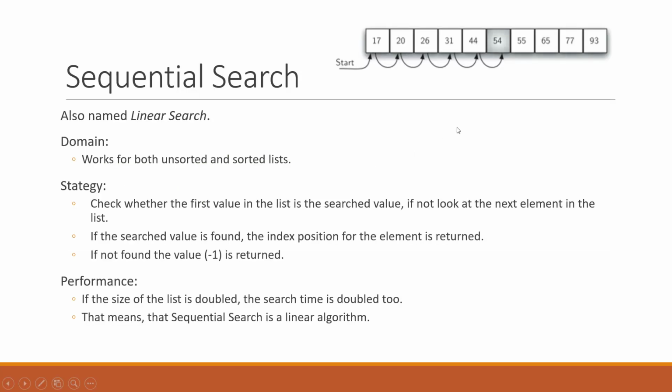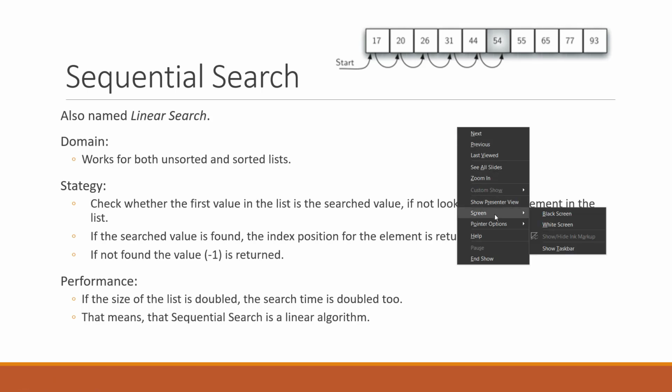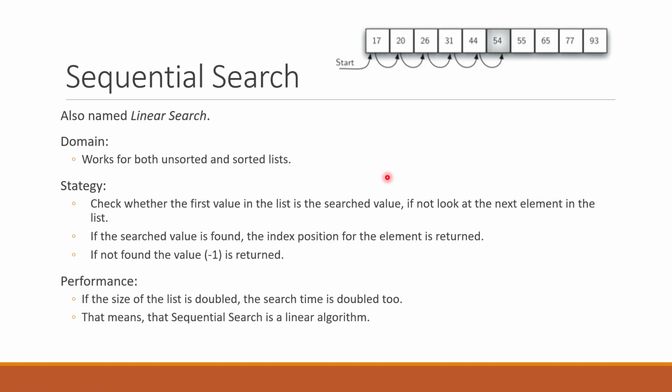First, sequential search. This is a really basic algorithm. It goes from the start to the end and it's going to work for both unsorted and sorted lists. It's a linear algorithm, meaning that it's constructed using a loop, as we will see later on. Regarding performance, if we double the size of the list, we also double the search time, because we need to go through all the elements in the list.